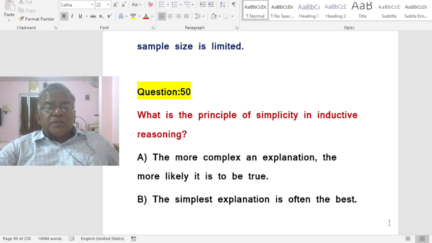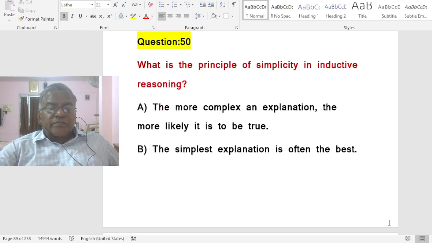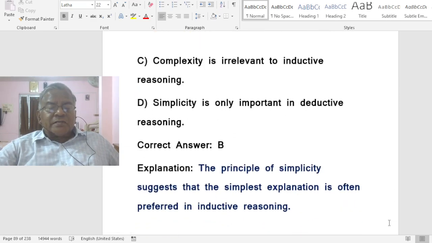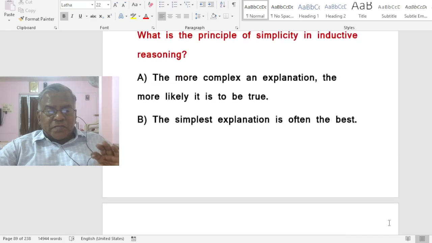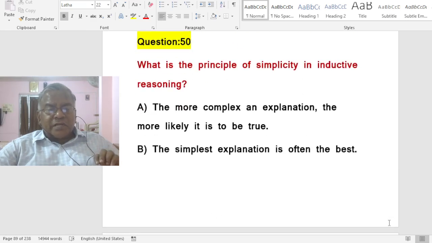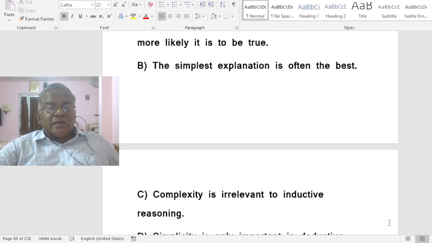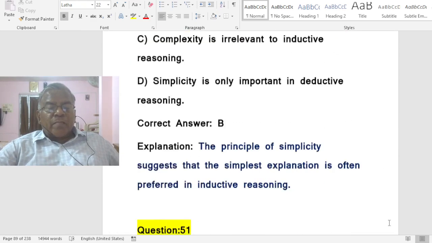What is the principle of simplicity in inductive reasoning? The simplest explanation is often the best. That is the principle of simplicity in inductive reasoning.